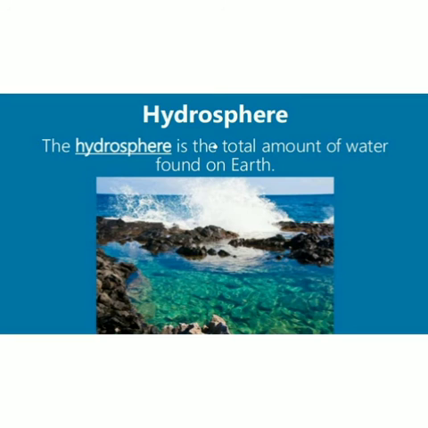Hydrosphere. The domain of water that covers almost 71% of the Earth's surface is called the hydrosphere. This includes oceans, seas, rivers, lakes, ice sheets, underground water, and water vapor. While oceans and seas have salt water, lakes and rivers have fresh water.